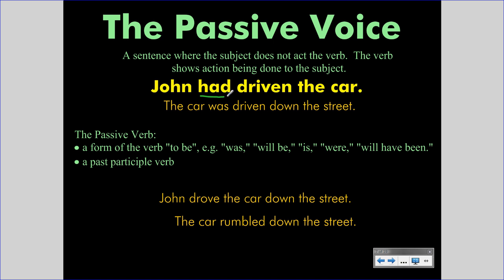You have the verb had and the verb driven, past participle, right here. So you might think, well, that's a passive voice verb, but remember, this is a form of the verb to have, not a form of the verb to be. Therefore it doesn't qualify as the passive voice. And furthermore, if you look at it, John is driving the car. It's just that he's not driving it right now. He is driving it in the past.